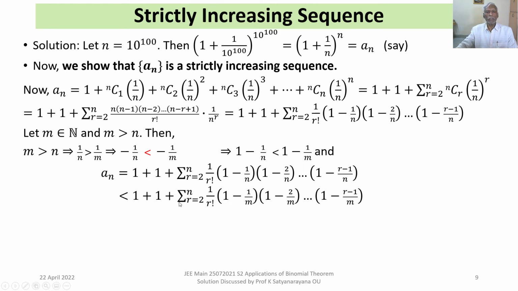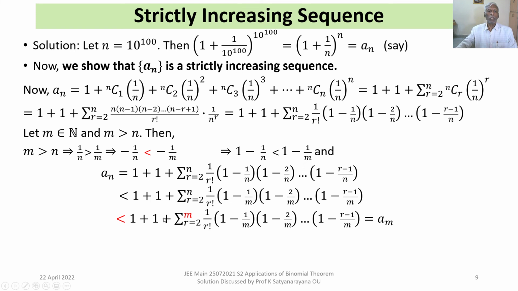Now we want to extend this summation from r equal to 2 to n to r equal to 2 to m. That means we are adding m minus n terms on the right hand side, and thereby it will be still strictly less than the earlier one. So 1 plus the sum from r equal to 2 to m of 1 by r factorial into the product of these terms as in the last step. And what is this? It is 1 plus the sum from r equal to 2 to m of 1 by r factorial into (1 minus 1 by m) into (1 minus 2 by m) up to (1 minus (r minus 1) by m), which is a_m.